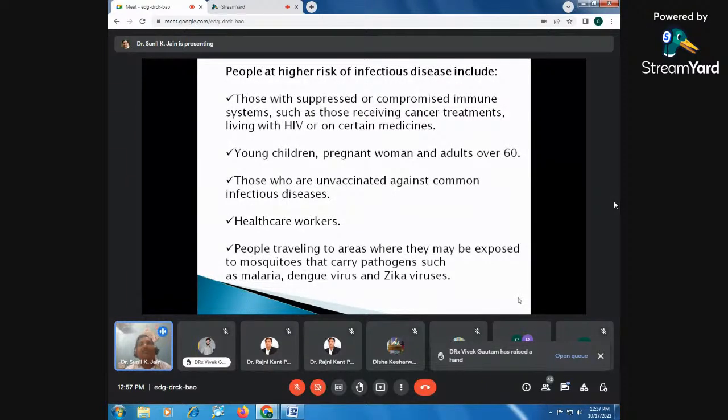Many people are very prone to infectious diseases. Those with suppressed or compromised immune systems, such as those receiving cancer treatments, living with HIV, or on certain medicines. These treatments also reduce the immune system, making our body more susceptible to diseases. Young children, pregnant women, and adults over 60 are more prone. Especially those not vaccinated in childhood are also prone. Healthcare workers and persons traveling to areas where they are more exposed to mosquitoes, dengue virus, and Zika virus are at high risk of infectious diseases.